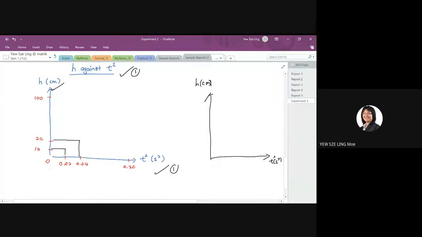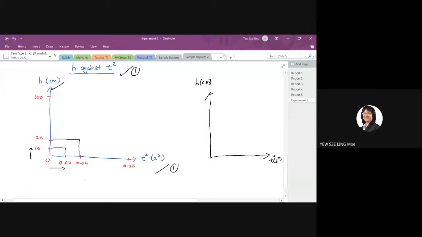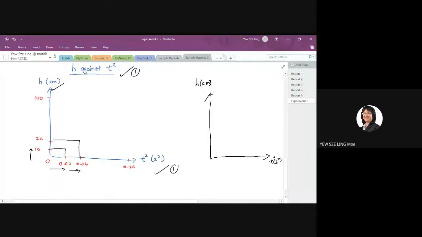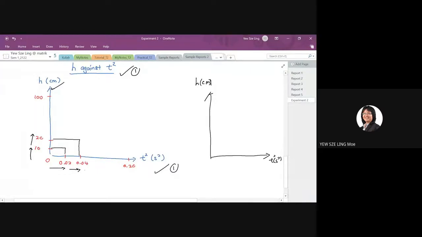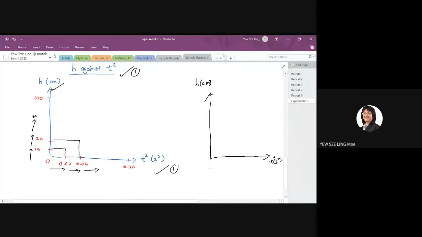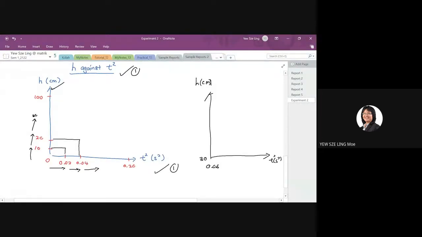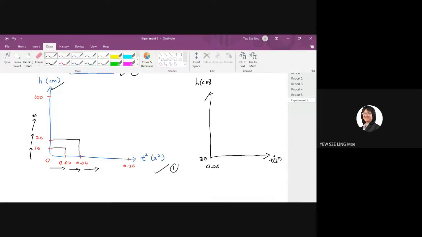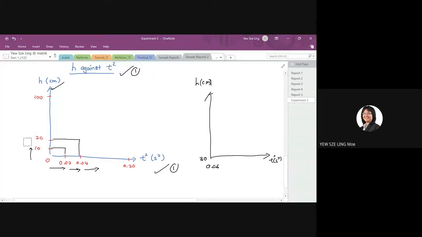So if you move 1 box along the x-axis, you also need to move up 1 box along the y-axis. If you move 2 boxes, you move up 2 boxes along the vertical. If you want to start from 0.06, which means 3 boxes, then the vertical also 3 boxes, which means you have to start from 30. So that is if your graph cannot start from 0. So let's say you want to start from 0.06, then here it should start from 30. Okay, 0.06, 30. So that is how you do it. Jangan guna gergaji. Don't use the zigzag, because if you use the zigzag, you are going to get the wrong answer.